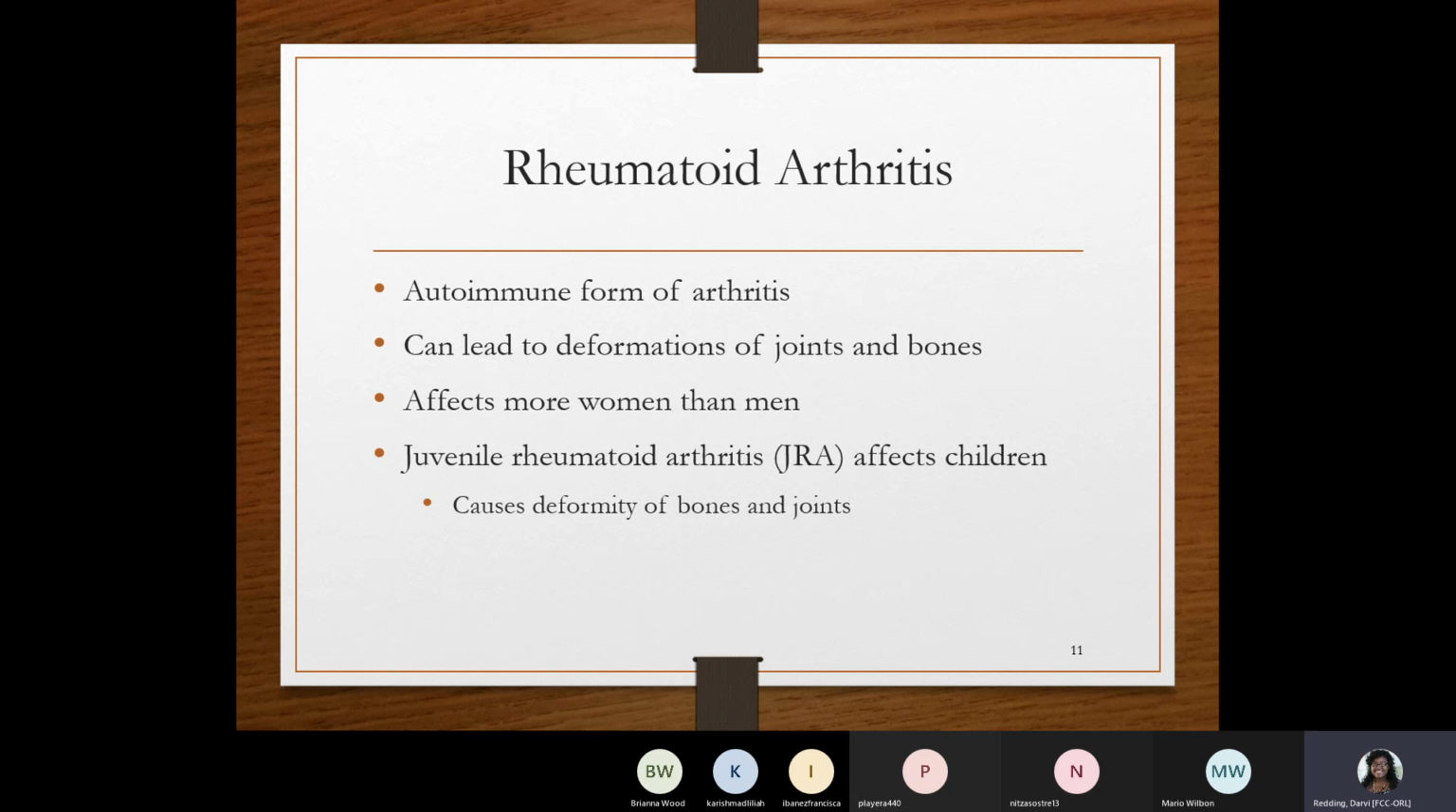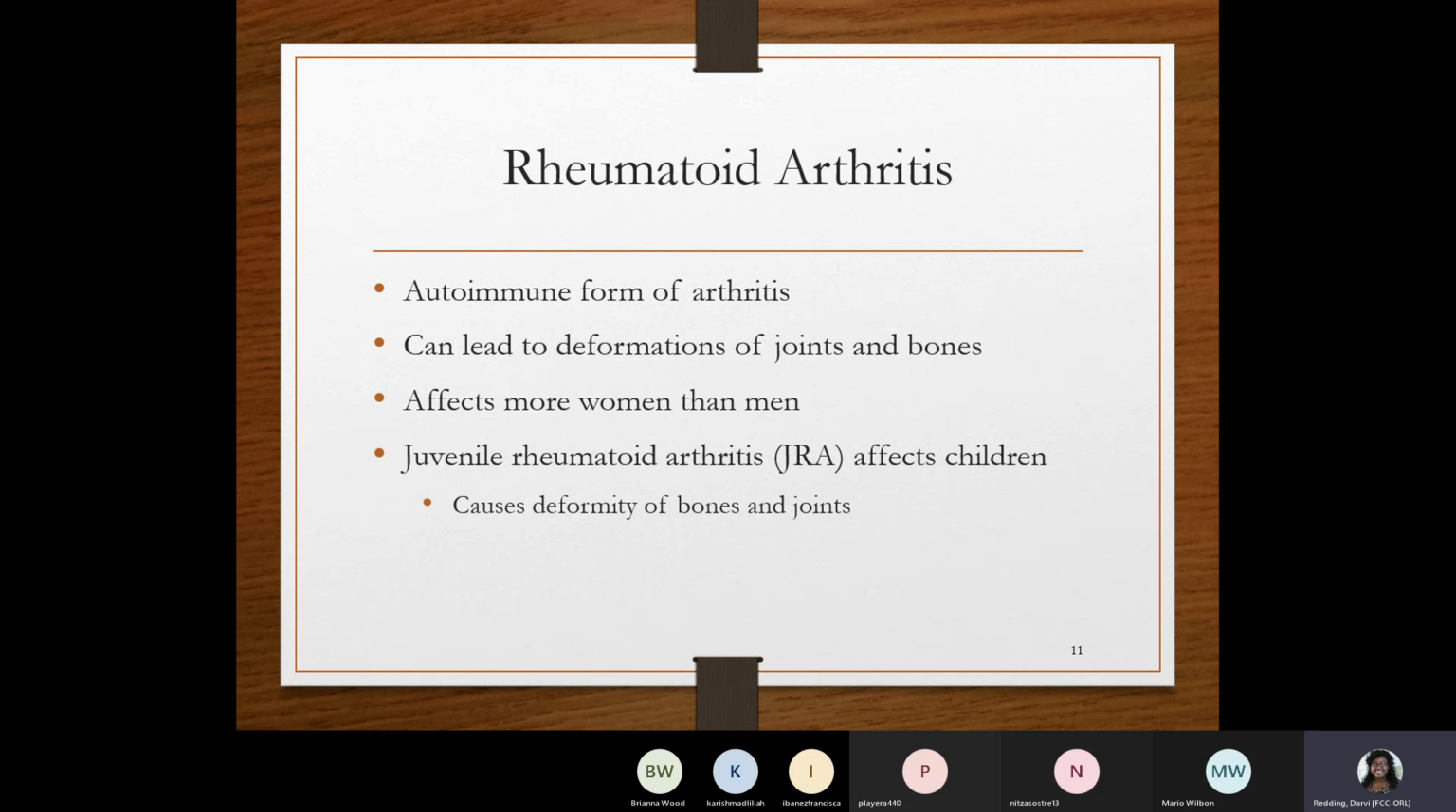arthritis. Now, rheumatoid arthritis is an autoimmune form of arthritis. It can lead to deformations of the joints and of the bones. In figure 25.10 in your book, you'll see a picture of what severe rheumatoid arthritis looks like. Now, studies have shown that it affects more women than men. And there is also a different type of rheumatoid arthritis that affects children, and that's called juvenile rheumatoid arthritis. And so in children, it causes deformity of the bones and of the joints.